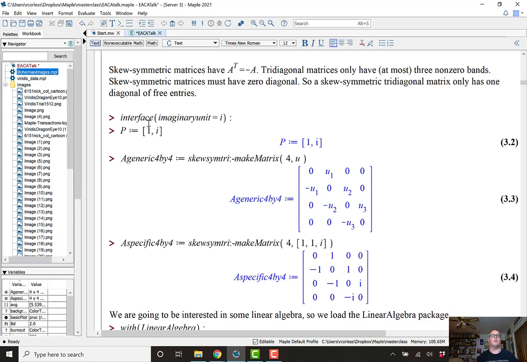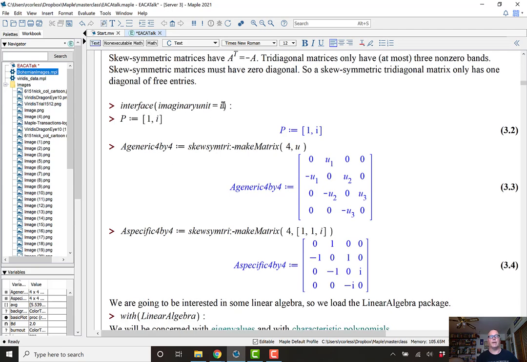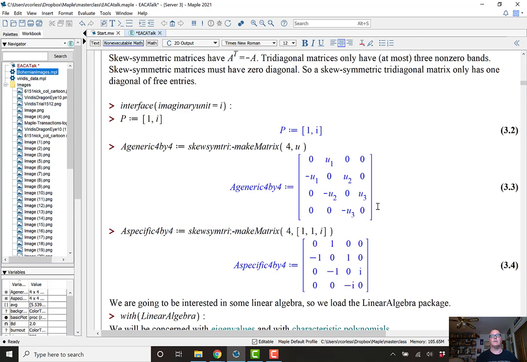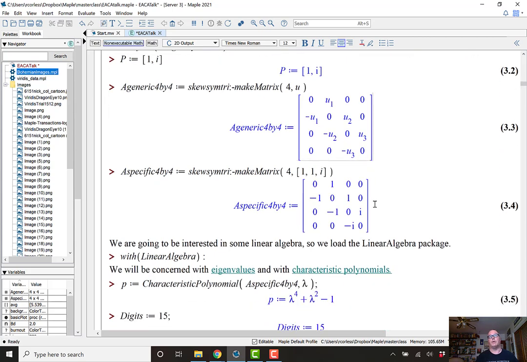Here's some examples. So here's how you tell Maple to use lowercase I as the square root of minus one. And now the population is just going to be one and I. Now here's a generic matrix of this form. So you can see that we have just the row of non-zeros above the diagonal, and then exactly the same entries appear in the same order, but negated, in the bottom. So a very simple class of matrix. And when we choose the entries to be 1, 1, and I, so I pass in a specific vector of entries from the population, we get this.